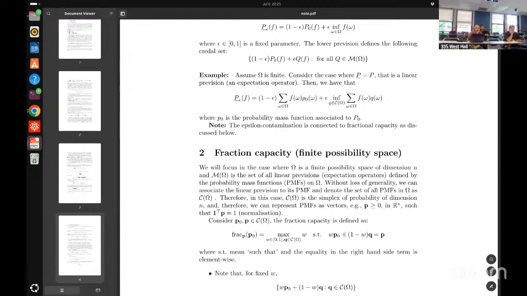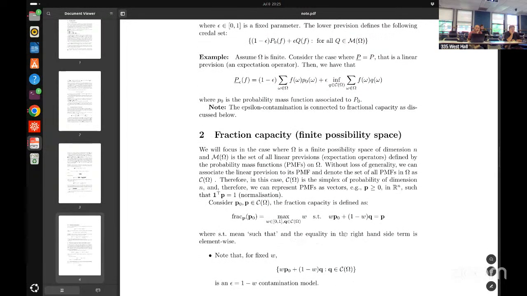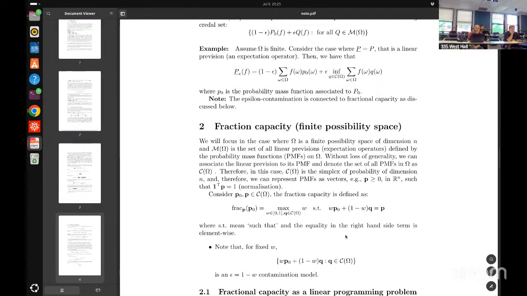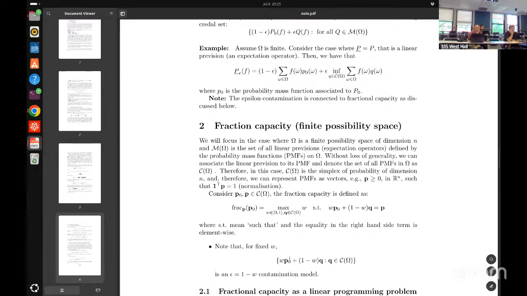Okay, so for fixed W, this is what we call an epsilon contamination. You are taking P0, this probability that you care about, and you are contaminating it with respect to the other distribution. This is a credal set. For a fixed weight, actually, the epsilon is usually 1 minus W, but it doesn't matter. So it's called epsilon contamination.